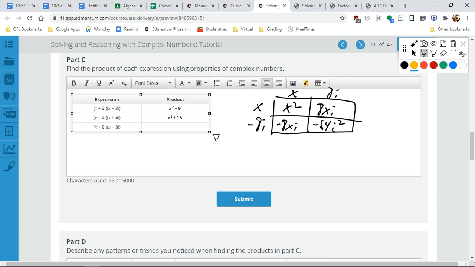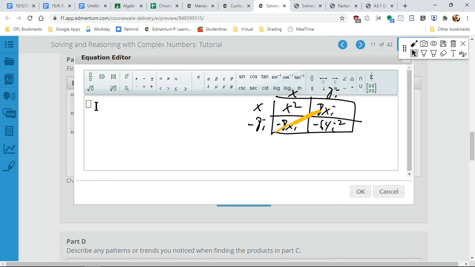So what's going to happen here is these two cancel out, and we're going to be left with x squared plus 64. I use this little caret to symbolize that it's a square, but honestly, I really should just put this into the equation editor. There.